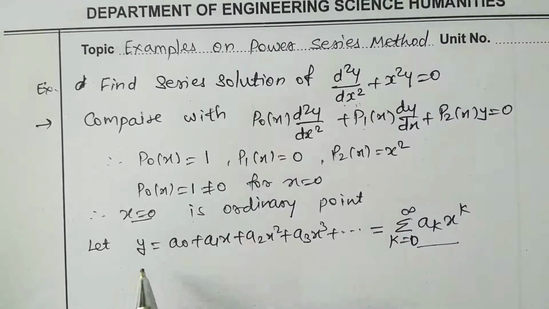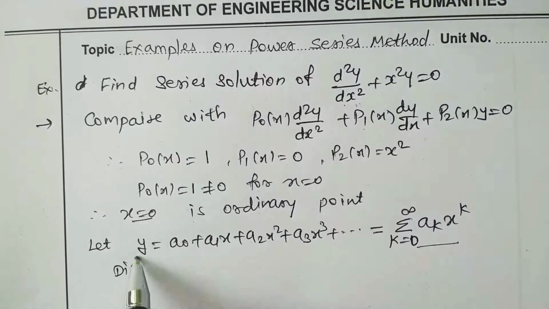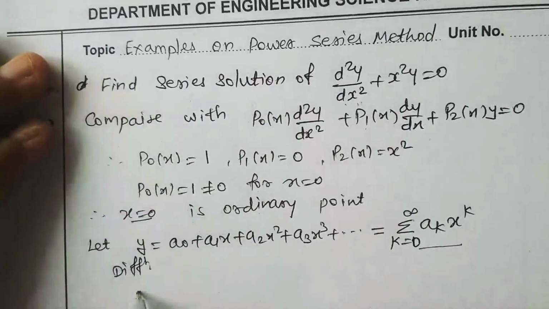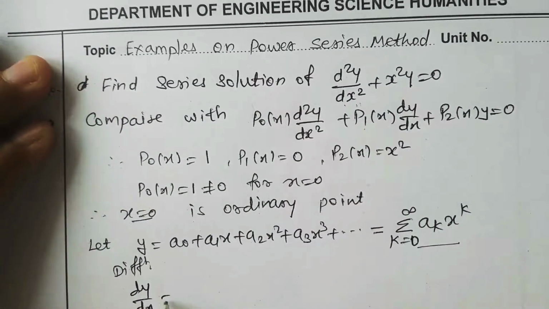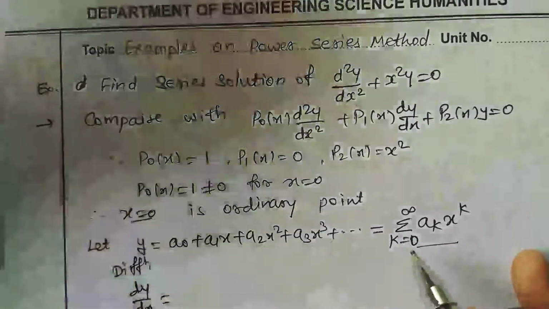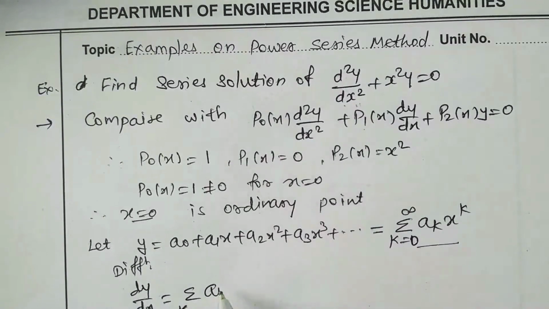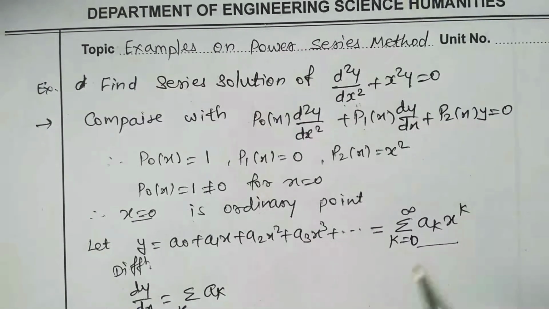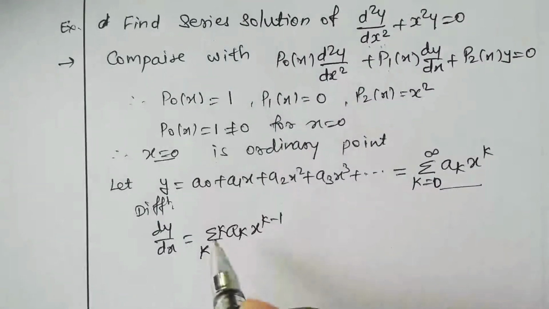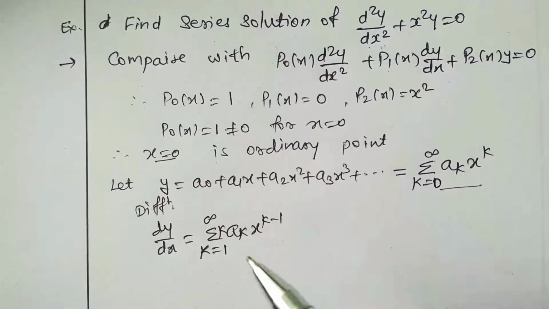So we just differentiate it 2 times to get the value of d square y by dx square. So after differentiating we will get dy by dx is equals to summation ak, and derivative of x is to k is k into x is to k minus 1. Note down here k varies from 1 to infinity.